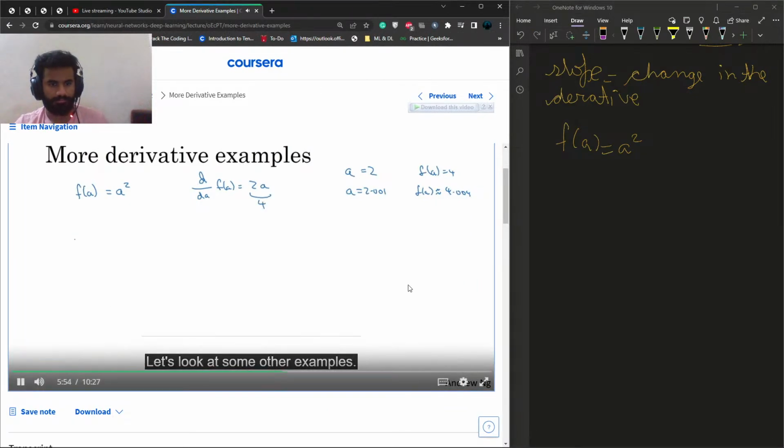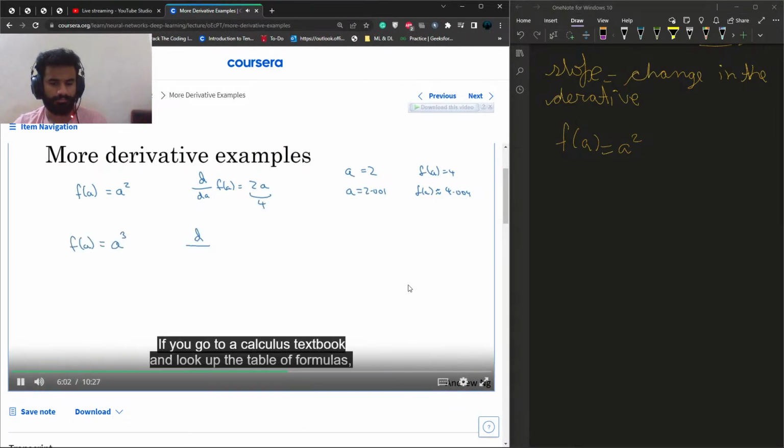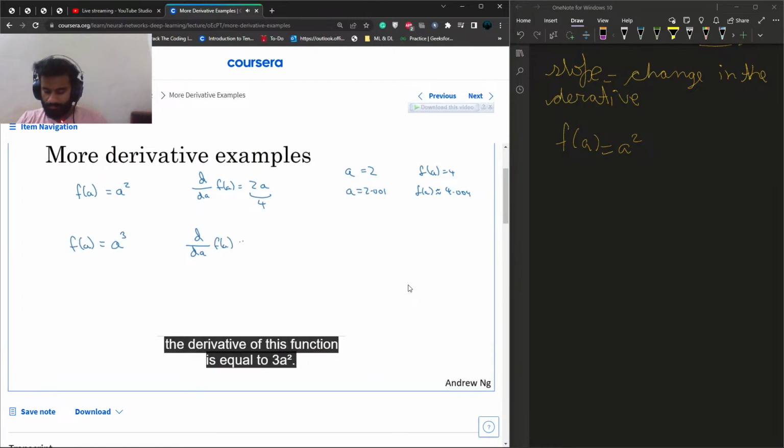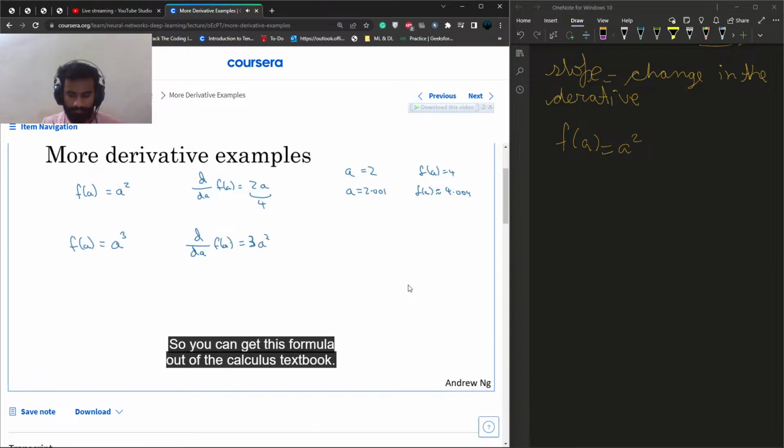Let's look at some other examples. Let's say instead that f of a equals a cubed. You see that the slope of this function, again the derivative of this function, is equal to 3a squared. So you can get this formula out of a calculus textbook.